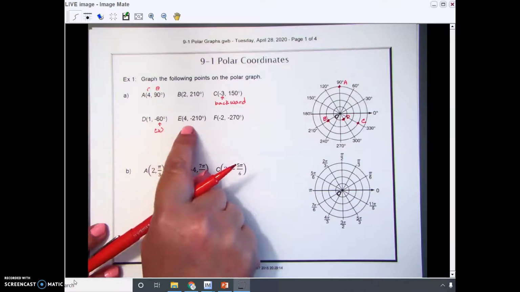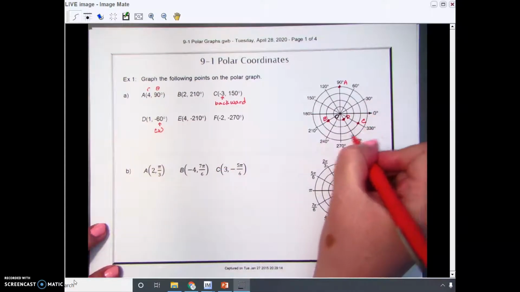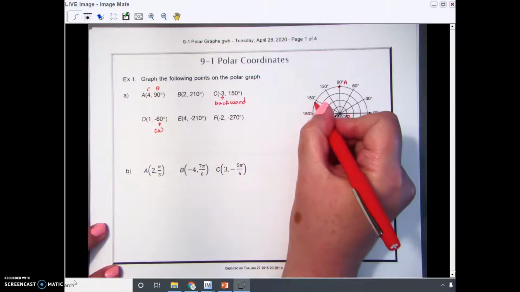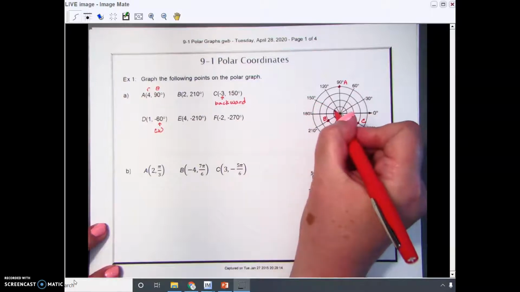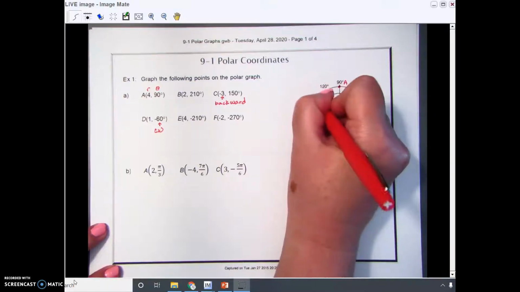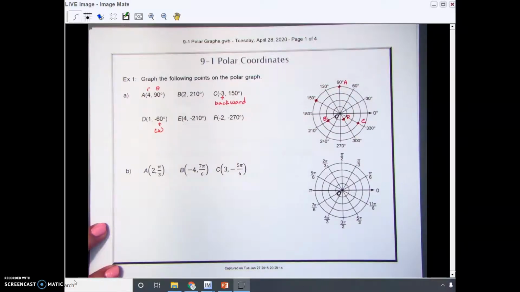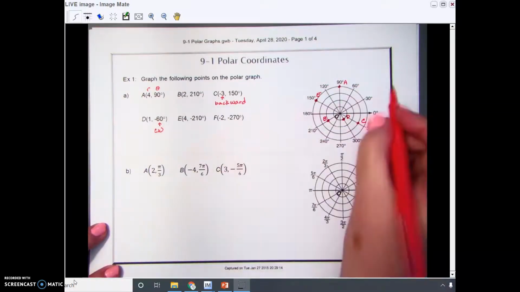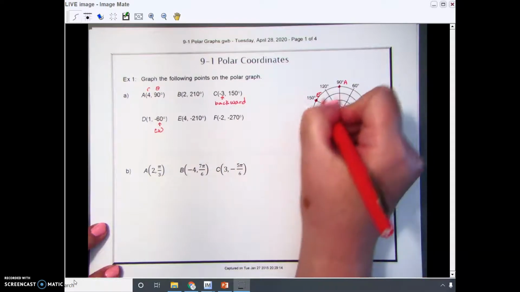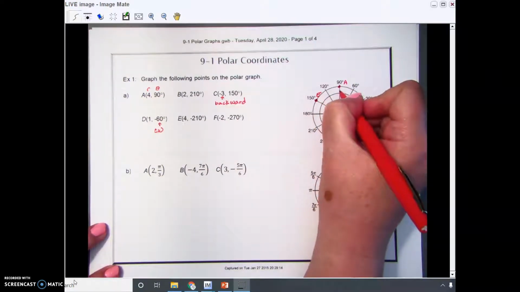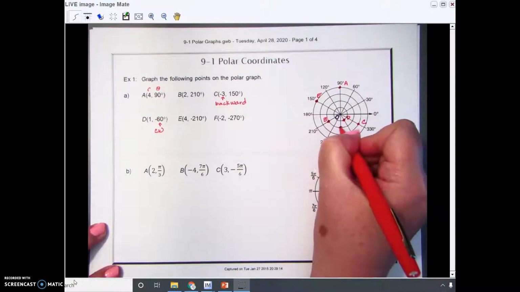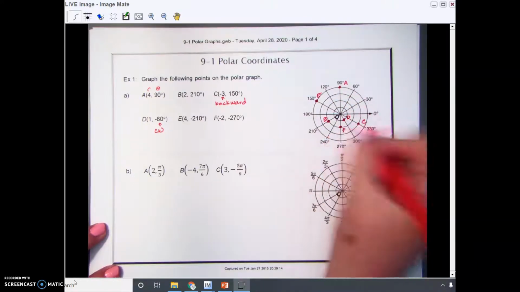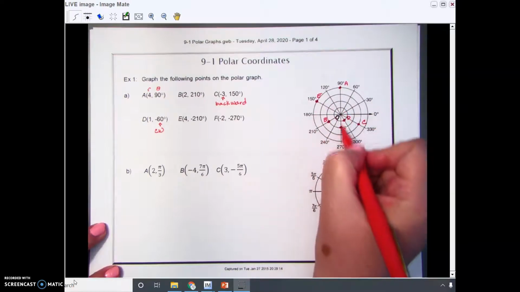For question E, we're going to go clockwise 210. So here's 180, and that would make 210. And then we're going to go forward 1, 2, 3, 4 units. And that was E. And then for F, that says go around clockwise 270, which is the same as counterclockwise 90, and then go backwards 2 units. So this is going to be point F. So around 270 and backwards 2 units.